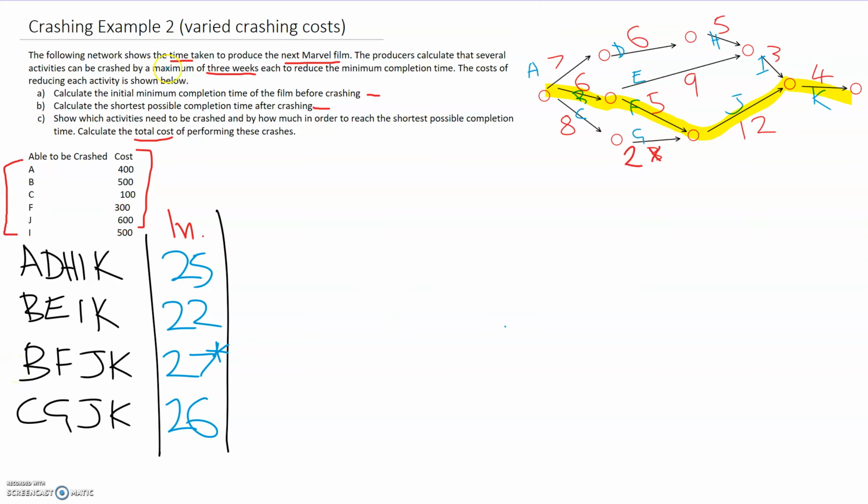Okay, so we're talking about the time taken to produce the next Marvel film. So we're underlining the key words as always, avoiding those simple mistakes. Several of the activities can be crashed by a maximum of 3 weeks each. That's pretty important. And the costs are shown below. So here are the activities. We can crash A, B, C, F, J, and I. And here's the cost of crashing them each per week.